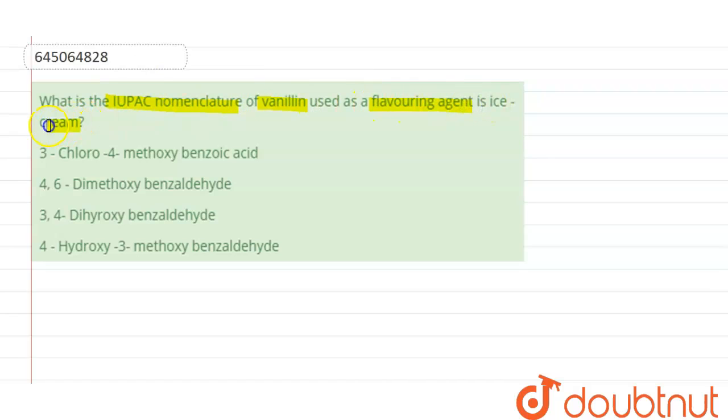Hello students, the question is, what is the IUPAC nomenclature of vanillin used as a flavoring agent of ice cream? Fine. So the options are 3-chloro-4-methoxybenzoic acid, 4,6-dimethylbenzaldehyde, 3,4-dihydroxybenzaldehyde, and 4-hydroxy-3-methoxybenzaldehyde. Fine. So it is clear from the equation that vanillin is used as flavoring agent in ice cream. Fine. So we need to first draw the structure of this vanillin.